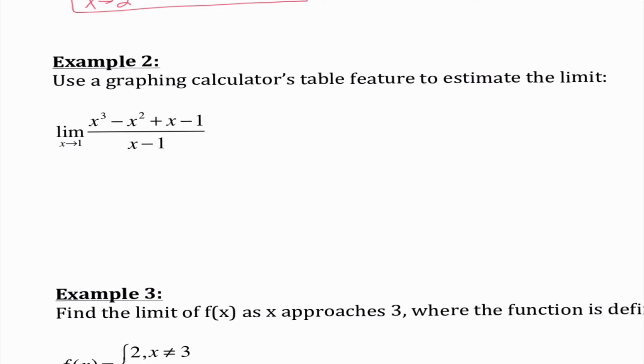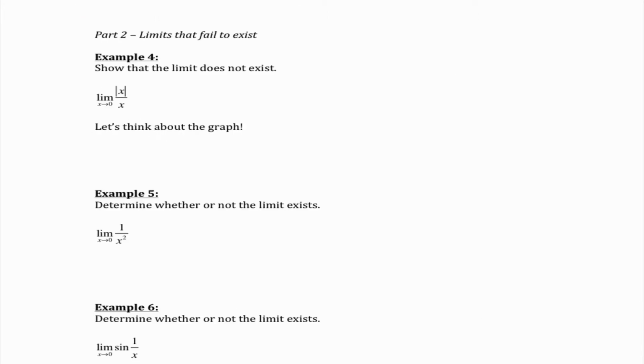We are trying to find the limit as x approaches 1. If we substitute 1 in here, we get 0 in the denominator, which is not okay. So what that actually tells us is that the function does not exist at 1. However, we can still find a limit, which is what we're going to do here with our calculator. So let's go ahead and get our calculators out again.